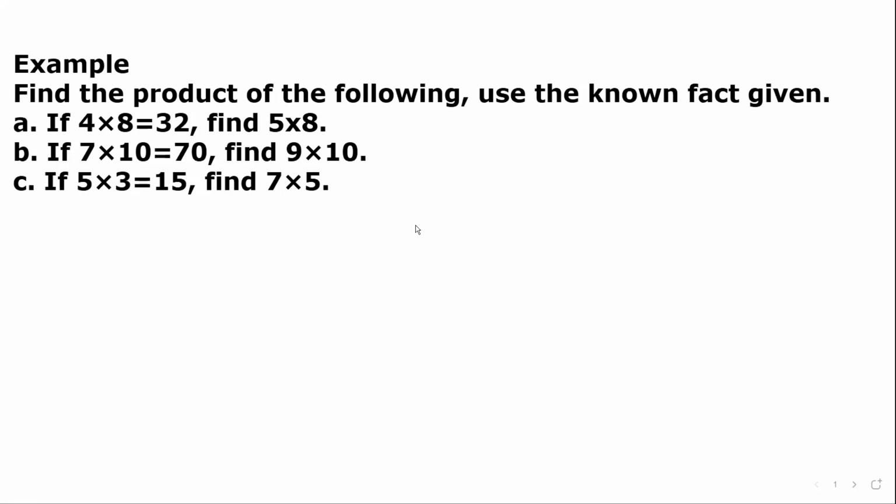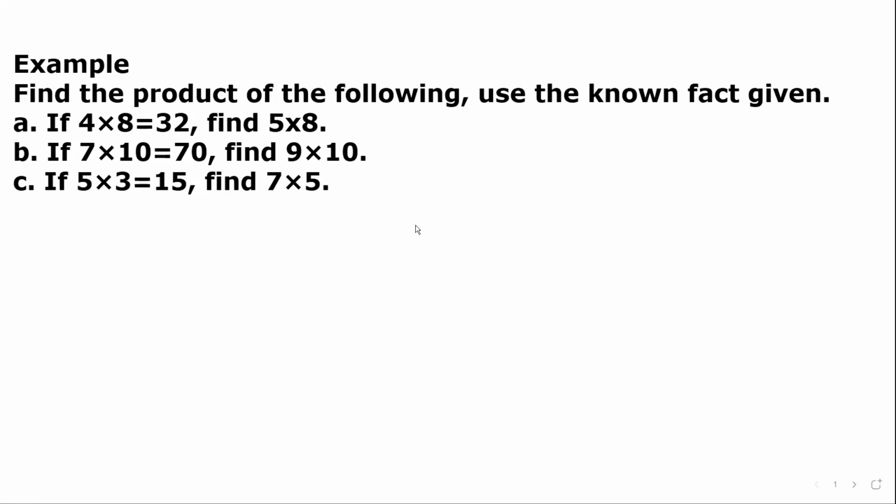So based on the first question that I read, 4 times 8 is the known fact because we know the answer to be 32. Find 5 times 8. The 5 times 8 is the one that we don't know and are going to find out, so that one is the unknown fact. That is why the question says use the known fact given. So the given known fact here is 4 times 8. Good. B, if 7 times 10 is equal to 70, find 9 times 10.